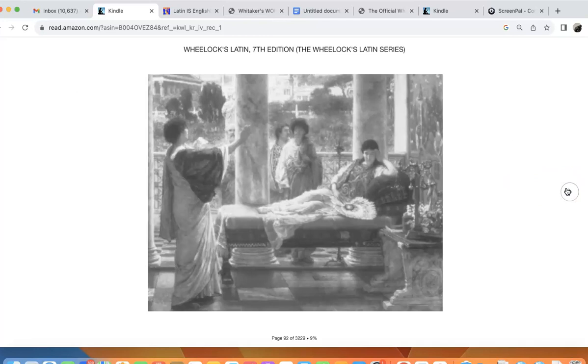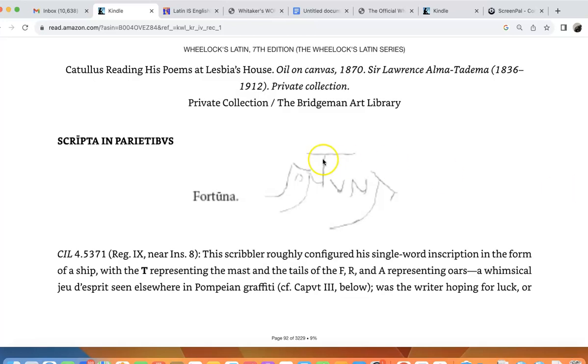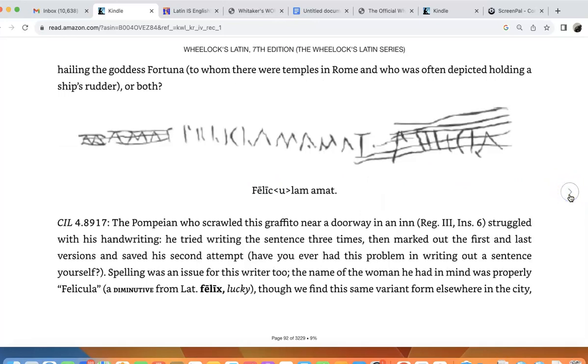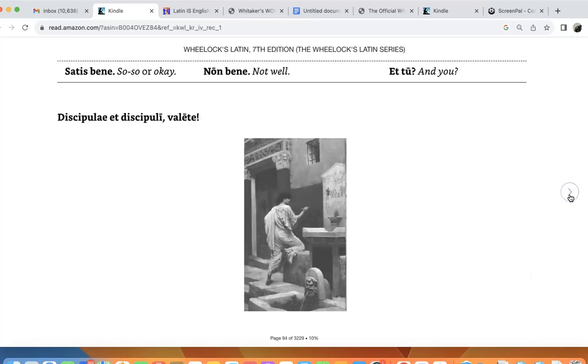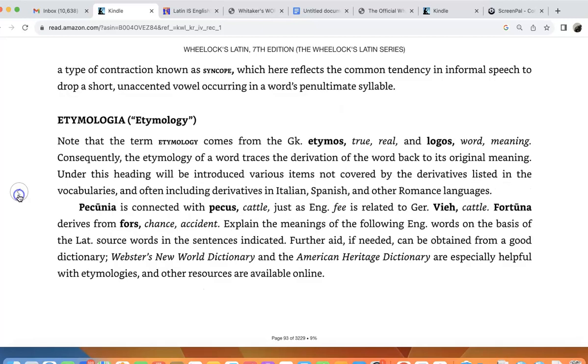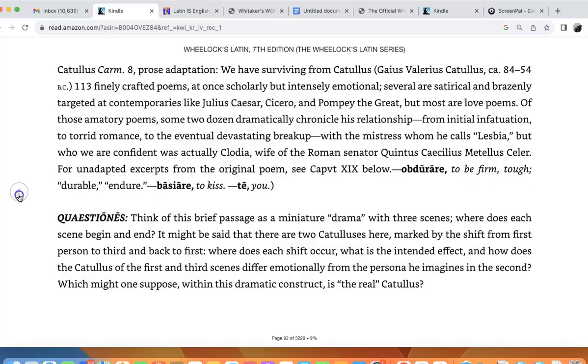Again, Catullus, very famous. Many artists throughout the ages have imagined that scene back in the ancient world. So here we have fortune, graffiti. There it is right there. More graffiti. We tend not to do graffiti in this class, but you can do your own graffiti. There he is again, Catullus. All right, let's go back and take a look at this text here.